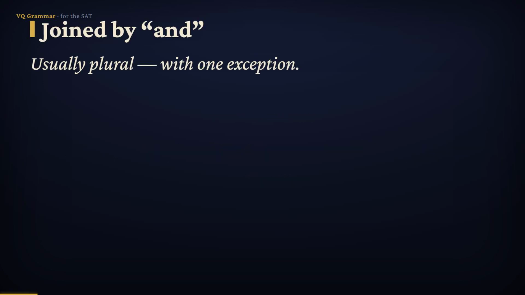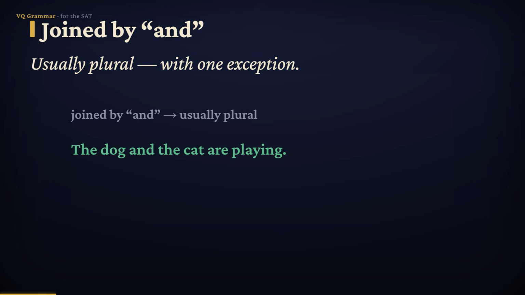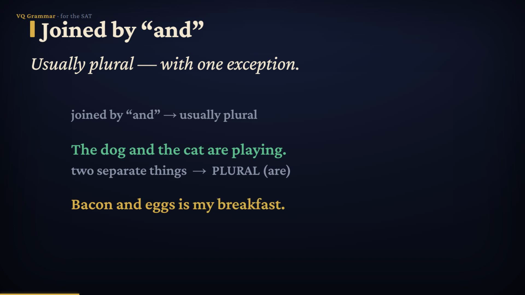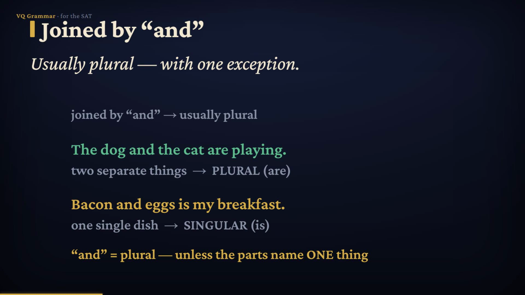Let's handle compound subjects, two or more subjects sharing a verb. When they're joined by and, the subject is usually plural. The dog and the cat are playing. That's two creatures, so are. But here's the exception. When the two parts actually name a single thing, the subject is singular. Bacon and eggs is my favorite breakfast. Bacon and eggs is one dish, one breakfast, so is. So and usually means plural, unless the parts combine into one thing.